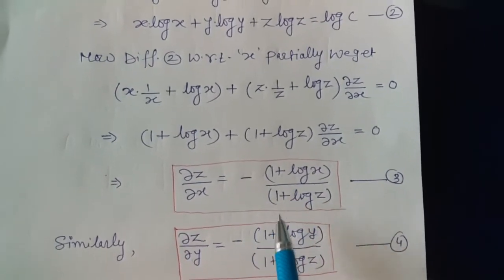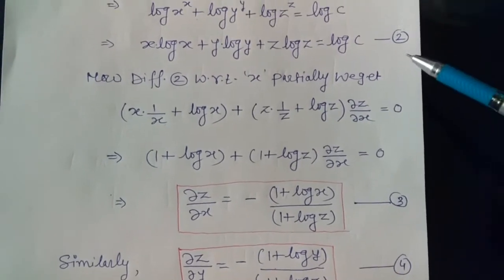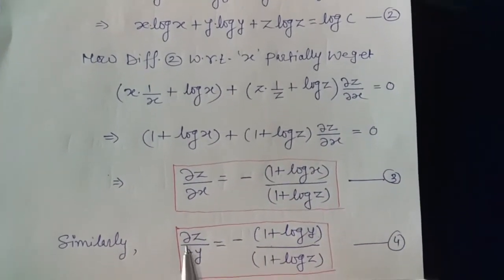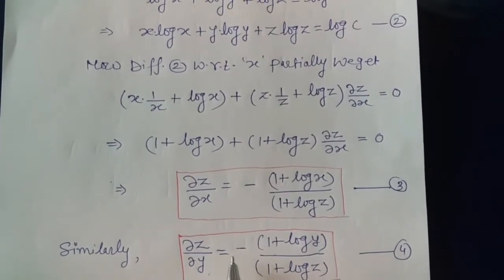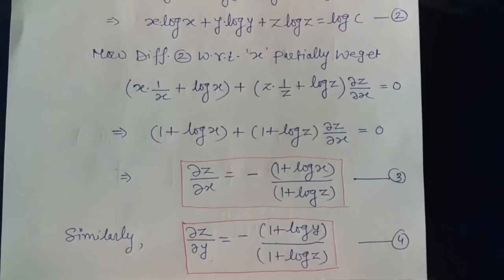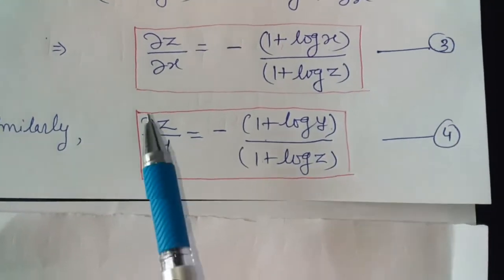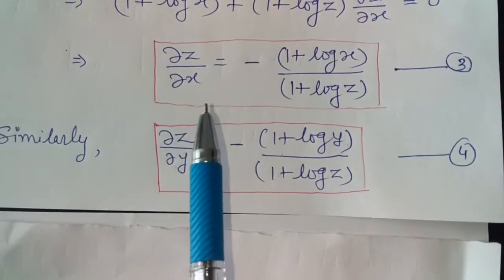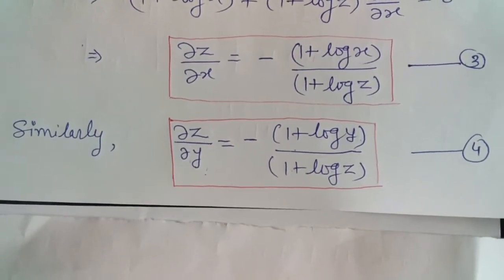Minus 1 plus log y upon 1 plus log z. Similarly, when we differentiate equation second partially with respect to y and simplify, we get del z by del y, the partial derivative of z with respect to y, is minus 1 plus log y upon 1 plus log z. So these are the values of del z by del x and del z by del y, that is the partial derivative of z with respect to x and the partial derivative of z with respect to y.